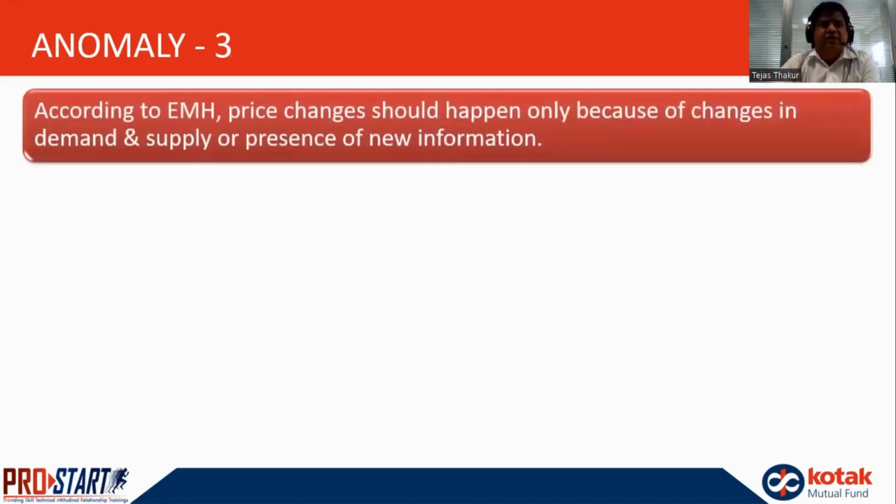The last point of our discussion. For those who have studied finance or done your MBA, there is something known as EMH. EMH is nothing but the efficient market hypothesis. In short, it's a big theory which says that markets are efficient, in the sense that they factor in everything and prices are a reflection of that efficiency. One statement of EMH is that price changes should happen only because of changes in demand and supply or the presence of new information, nothing else.